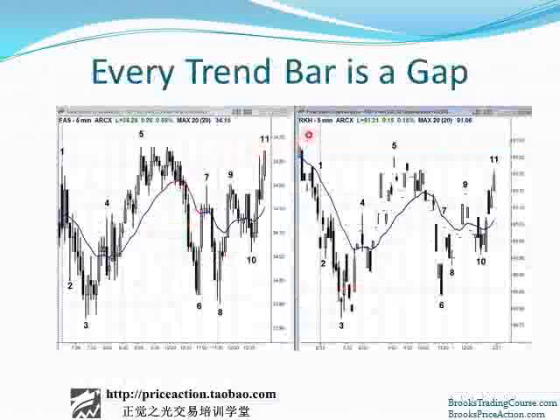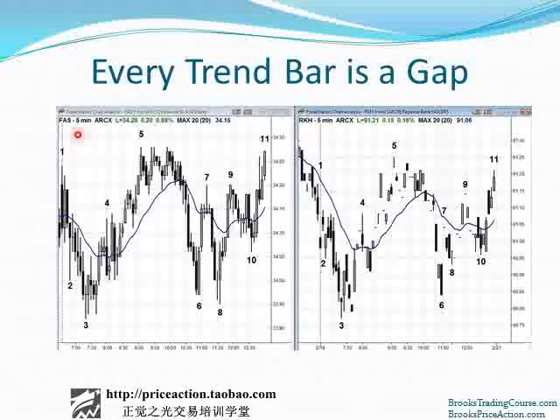Here again, RKH versus the FAS, similar financial ETFs, and you can see that all the trend bars in here are gaps over here. I have the corresponding bars numbered. For example, the move up to bar 5 here is composed of 3 bull bars, and bar 5 here is composed of a couple of gaps.